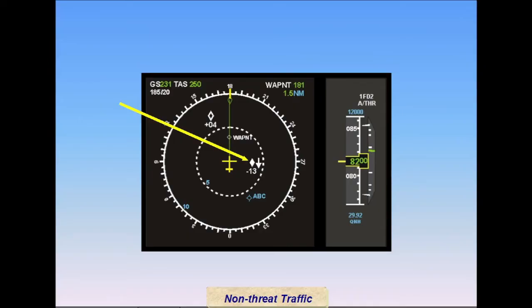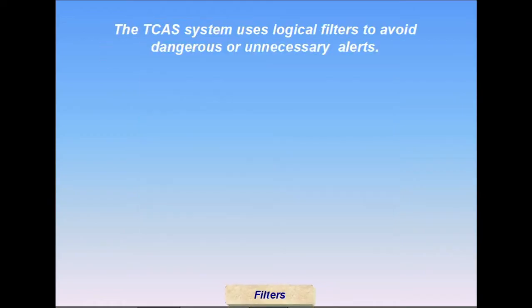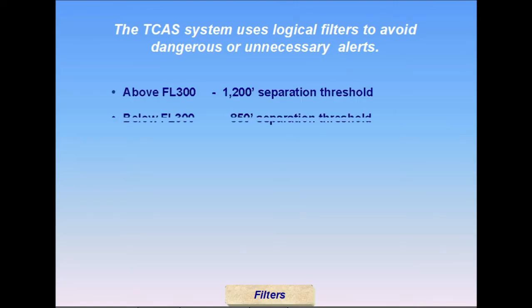Other transponder encoder-equipped non-threat traffic within 2,700 feet vertically are shown as hollow white diamonds. The display may be switched to show all transponder-equipped traffic up to 9,900 feet above or below your own altitude. The TCAS-2 system applies certain logical filters to avoid issuing dangerous or unnecessary traffic alerts and advisory commands. TCAS does not issue a TA when standard IFR separation exists.